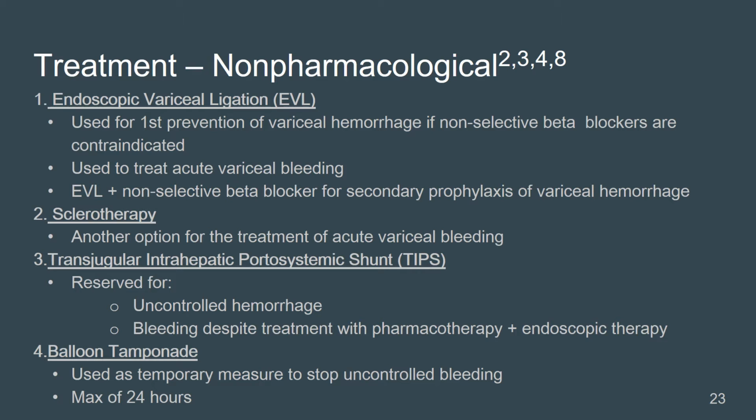There's also sclerotherapy, which is another treatment option, and this is when they inject a solution into the veins to cause some clotting. There's also TIPS, which is reserved for uncontrolled hemorrhage and bleeding despite treatment with pharmacological therapy plus endoscopic therapy. And then there's also the balloon tamponade, and this is just a temporary measure to stop the bleeding, and it's a max of 24 hours. And you're going to want to go ahead and move on to EVL or sclerotherapy.